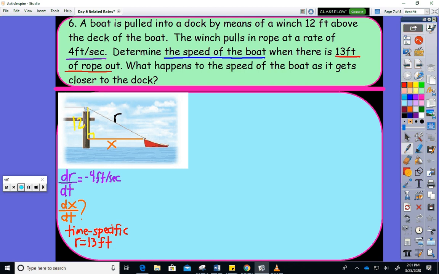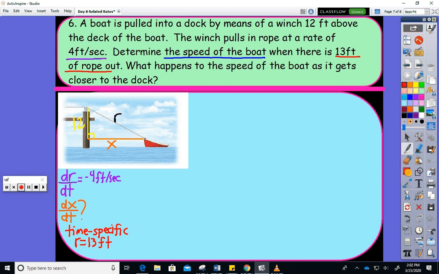And in the latter problem, the 13 was constant. It's not constant in this problem because the rope will shorten over time, and the distance the boat is, x, will shorten over time. The one thing that doesn't change is how high the winch is vertically above the deck of the boat. So that 12 will not change over time. That's fixed. So that means 12 can go into the equation initially. So what happens to the speed of the boat as it gets closer to the dock? Okay, that question I'll deal with later.